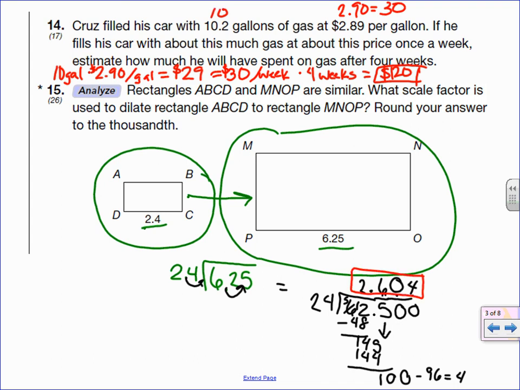What this means is if I take the side lengths of rectangle ABCD, so in this case the one that we know is 2.4, and I would multiply it by 2.604, I should get approximately 6.25.